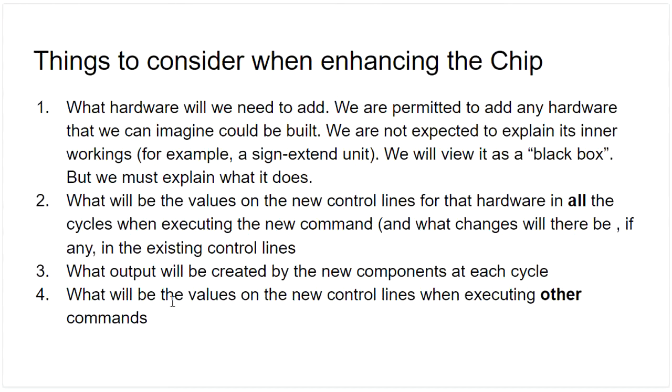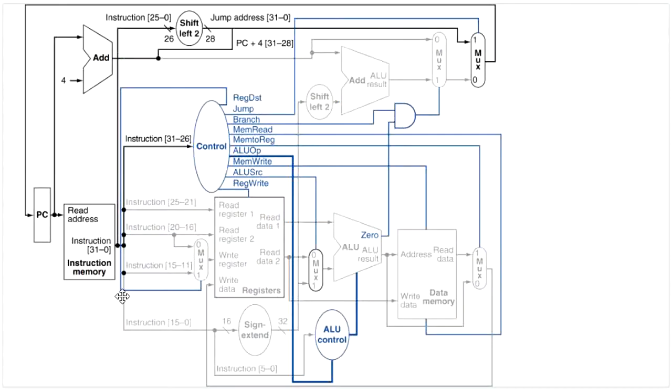Fourth and finally, we have to explain what will be the values on the new control lines when executing other commands. In other words, I've again added some hardware over here, and there's a new control line. What is the value going to be on that control line when I'm doing another command, not the command that I'm trying to implement?